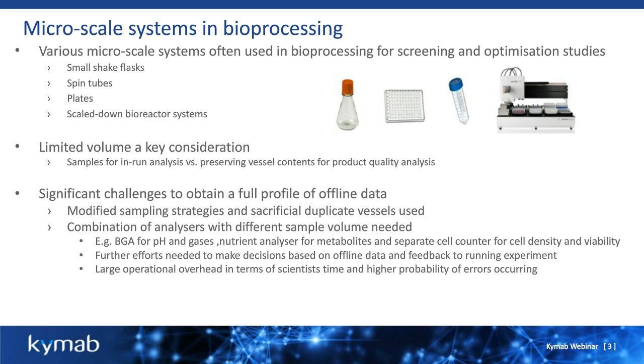Some clever sampling strategies are often put in place to get around these challenges, and things like sacrificial duplicate vessels are often used. Additionally, a combination of different analyzers with different sample volumes is often needed. For example, we might need a BGA for pH and gases, a nutrient analyzer for metabolites, and a separate cell counter for getting cell density and viability data.